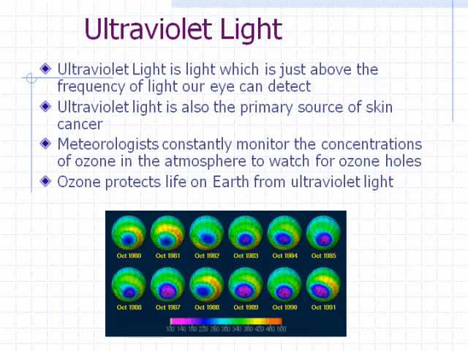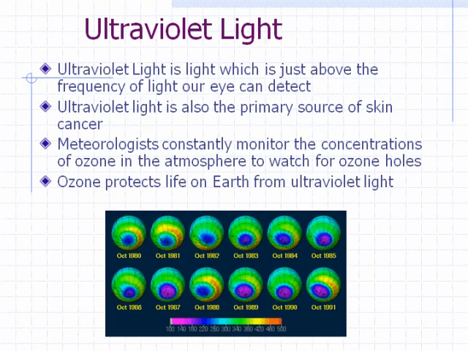But ultraviolet light is very dangerous to the eye. By observing the sun, Galileo actually ended up blinding himself, giving himself cataracts due to his exposure to ultraviolet light. Ultraviolet light is also the primary source of skin cancer. And meteorologists have been very concerned with concentrations of ozone because that protects the Earth's surface from ultraviolet light. Ultraviolet light is a very ionizing radiation and would kill plant life on Earth without this ozone protection.